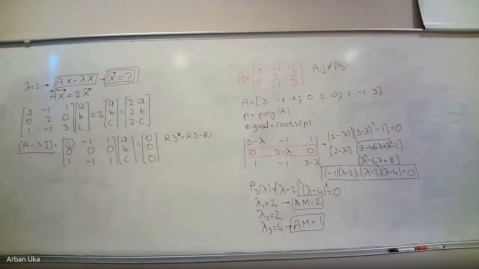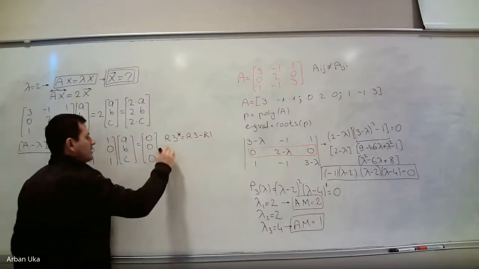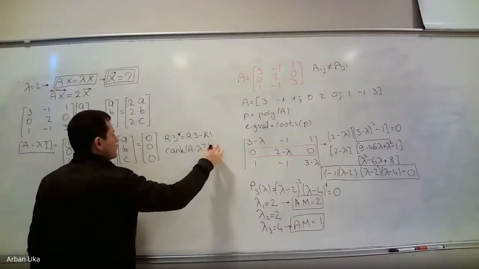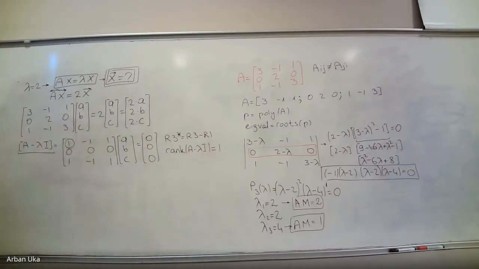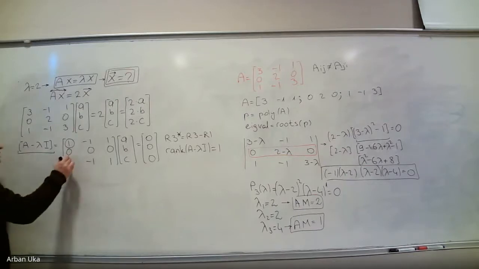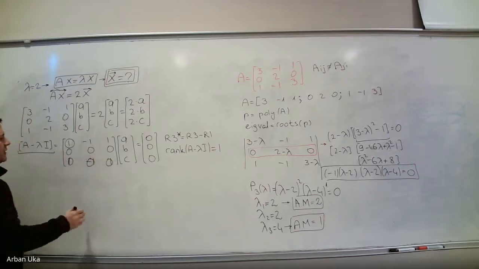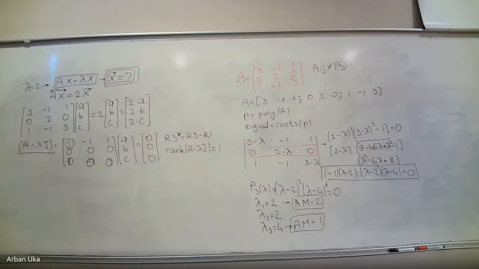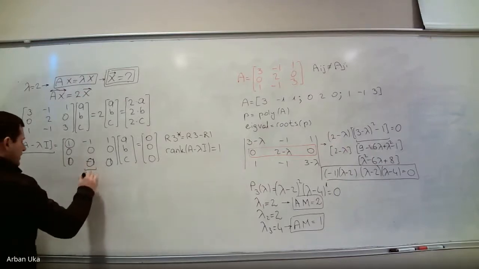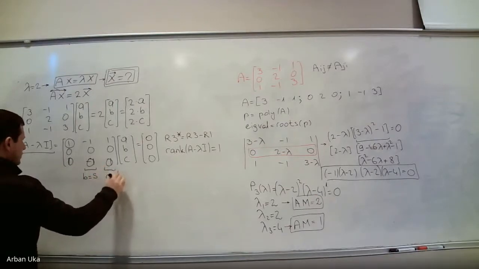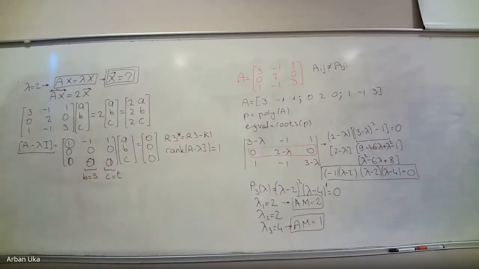So in this case, what is the rank of this matrix? What is the rank of A minus lambda I? It is 1, because we have only one row which is independent. The other two are dependent. And then, allow me to write this one immediately, 0, 0, 0. So we have two free variables. We can say that b is equal to s, and c is equal to t. These are a couple of free variables.